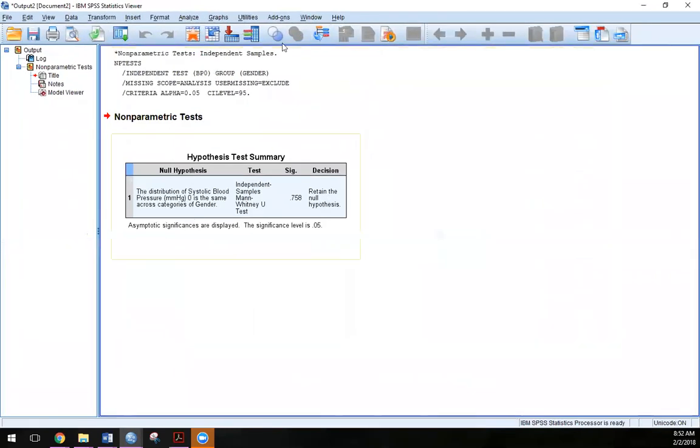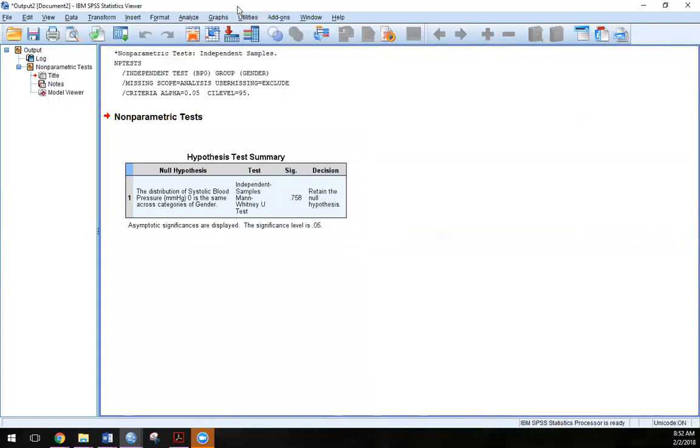I get this simple little hypothesis test summary that says my null hypothesis was that the distribution of systolic blood pressure is the same across categories of gender. So what that says is that regardless if you're male or female, you're going to have a similar systolic blood pressure. I used the Mann-Whitney, and it gave me 0.758, so I know that I retained my null hypothesis. So that means there is no difference across males versus females.